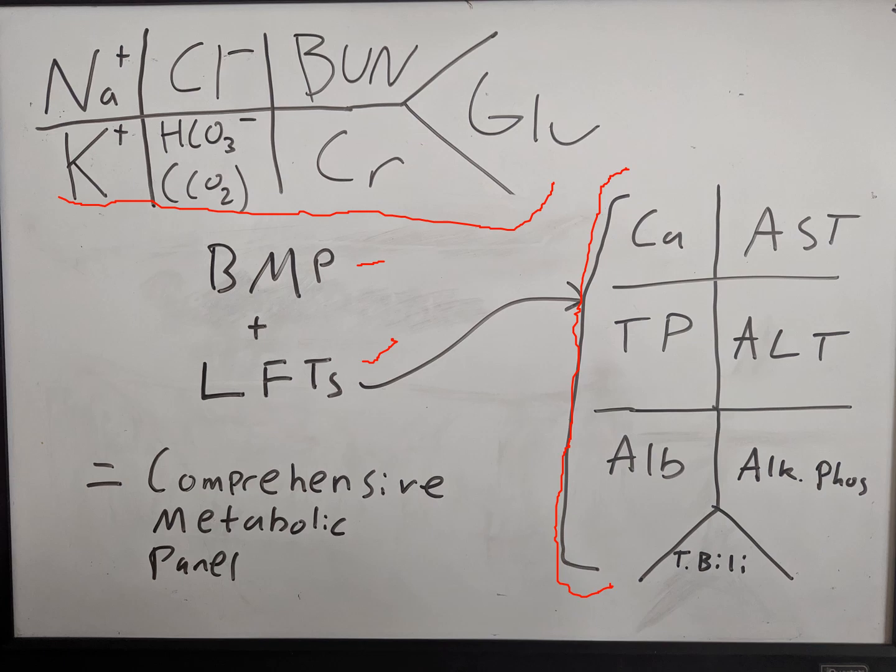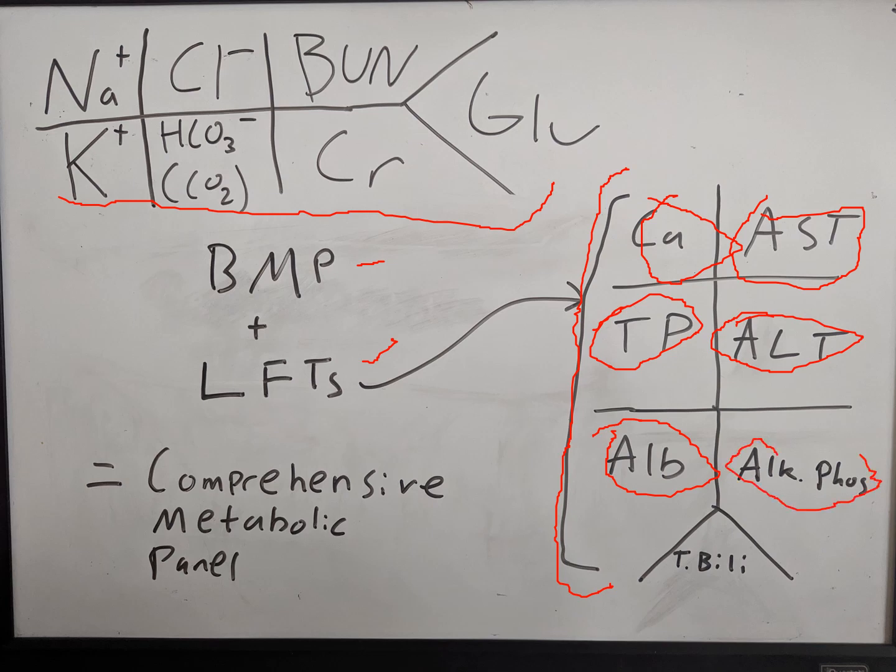And these we call the LFTs, the liver function tests, because in general, when there is serious liver disease, a lot of these can be abnormal. And this consists of the total calcium, the total protein, the albumin, which is a subset of total protein, AST, ALT, the alkaline phosphatase, and the total bilirubin.